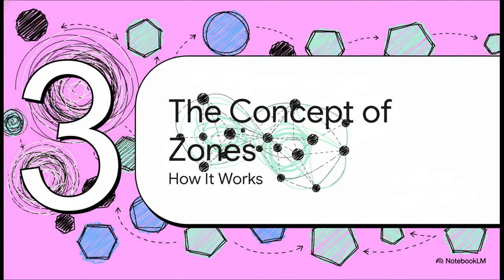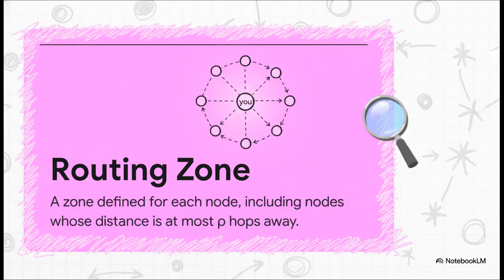Right, so this whole thing hinges on this concept of a zone. And let's be clear, we're not talking about a physical circle on a map. This is a logical area that's defined by the network itself. And really, if you can wrap your head around how these zones work, you'll totally get why ZRP is so slick. So let's break it down. Okay, here's the official definition. A routing zone is just the collection of all the other nodes that are within a certain number of hops from you. And a hop is just one jump from one device to another.